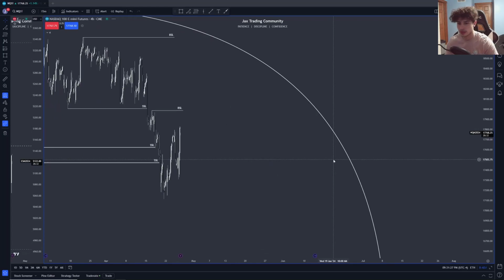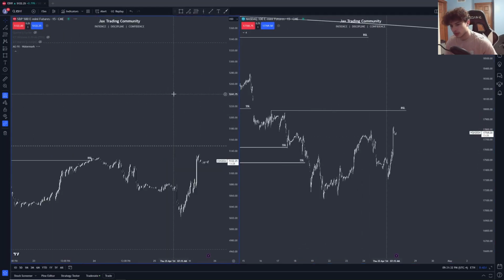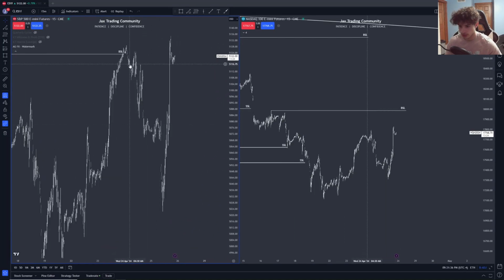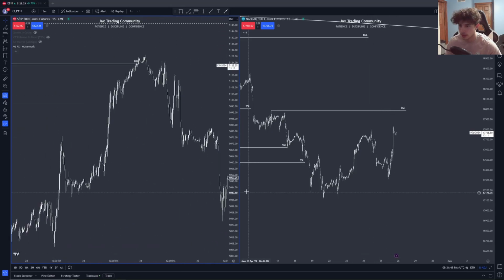Zooming in on a 15-minute, today we had retraced a little bit higher. As you can see, yesterday we just sold off the entire day and even sold off a little bit this morning, and then we reversed to the upside, and I'll be going over how we reversed to the upside.